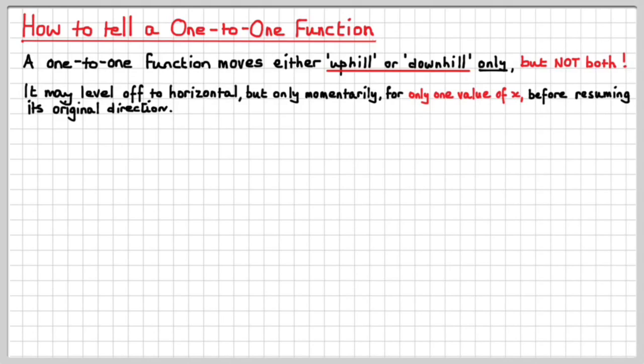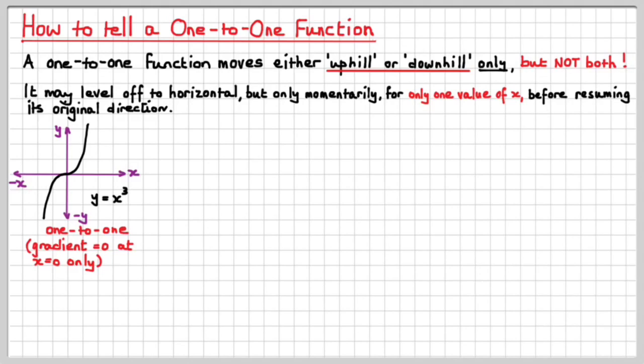That's what it does. It can level off just for one single value of x, where the gradient would be 0 at that point. I'll show you what I mean. There's a one-to-one. Now that's the graph of y equals x cubed. The gradient is 0 only at this point here, okay? So you only get one value of y for each value of x and vice versa.